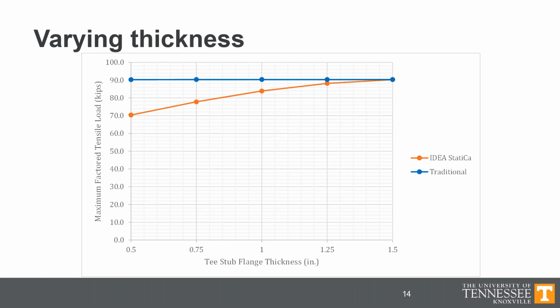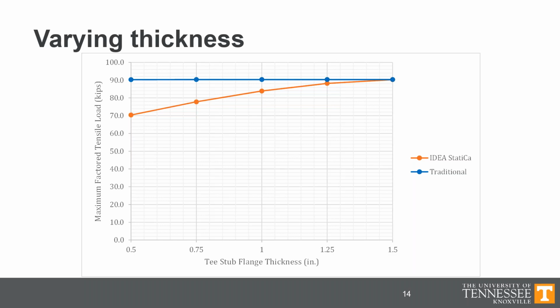and the traditional calculations as a function of T-stub flange thickness. And so I believe it was the 1-inch flange thickness that I had in the previous example. So you can see about this 83 kips versus the 90. You can see that for the traditional calculations, there's really no variation with T-stub flange thickness, but for IDEA StatiCa, there is some variation with T-stub flange thickness.